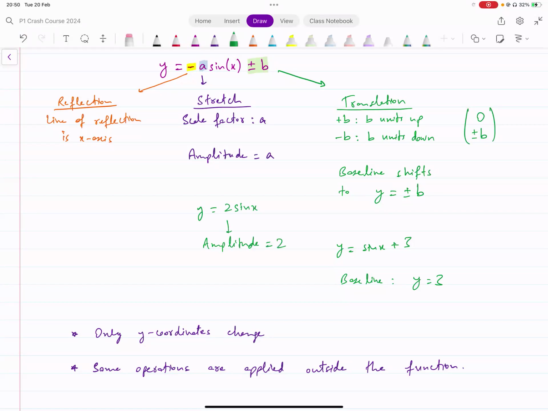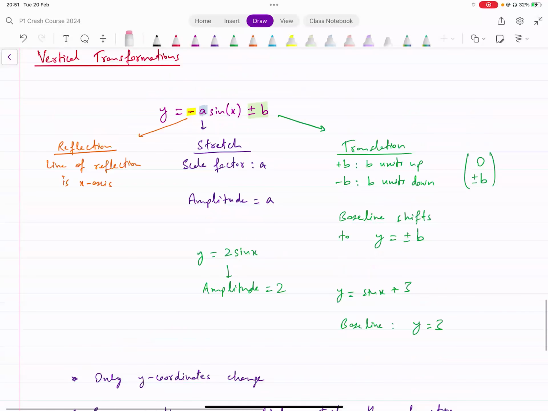Okay? And then if you have something added or subtracted outside, that is translation. When you add or subtract something, there is vertical translation. The graph moves up or down. The baseline of the graph shifts up or down. So if you have, for instance, sine x plus 3, we look at this example, the baseline moves to y equals 3. All right, so these are vertical transformations that we talked about yesterday.